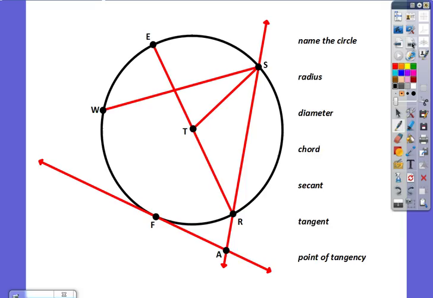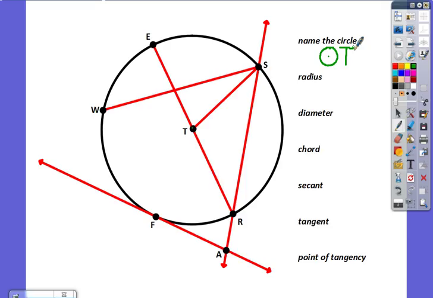And so if we were going to name this circle, I'd have to tell you that the center was at point T. And if we know that the center is at point T, remember we can make this funny little symbol. And the reason we have to put that center on is because we're naming it by the center. So that's circle T.